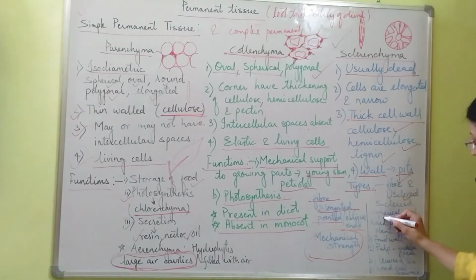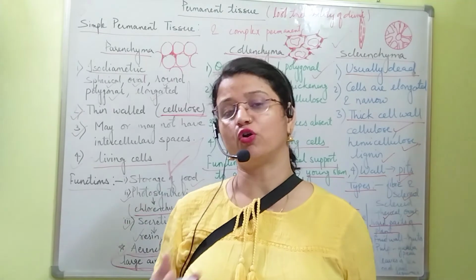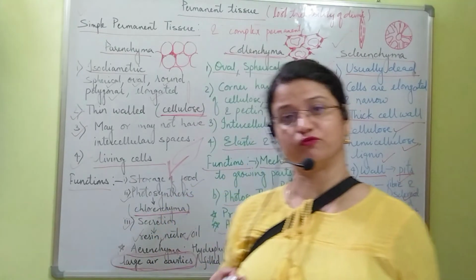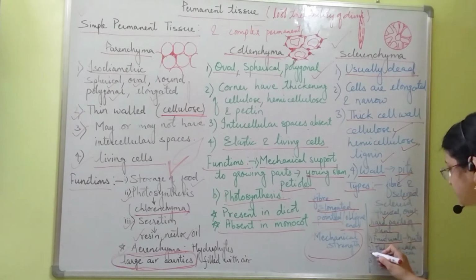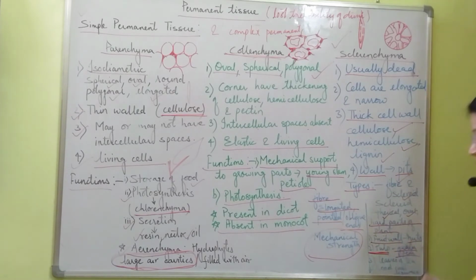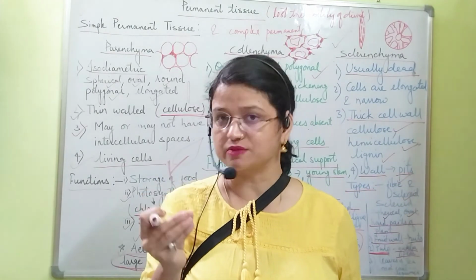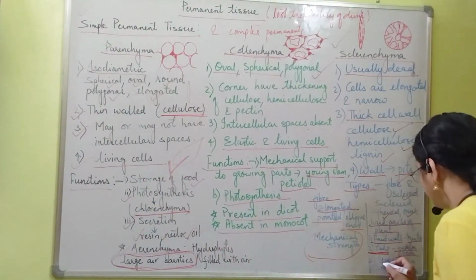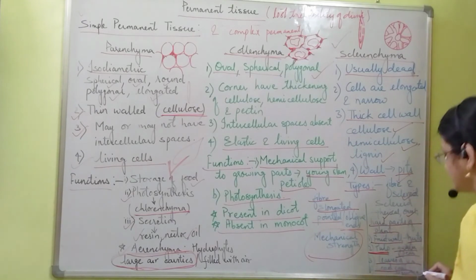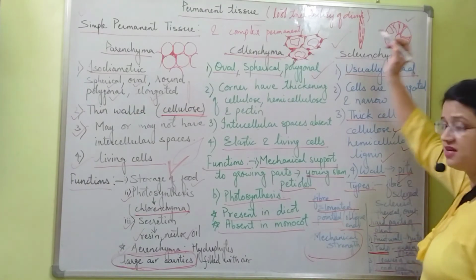Sclereids can be spherical, oval, and they are always present in the hard parts of the plant. For example, they are present in the wall of nuts like almonds and walnuts. So it is present in the fruit wall of the nuts. It is present in the pulp of guava and pear. When we eat guava, we can see the pulp is a little bit crispy. It is crispy because of the presence of these sclereids. Then leaves of the tea, and it is also present in the seed coat of legumes. Clear? So here we can see the structure of a sclereid.